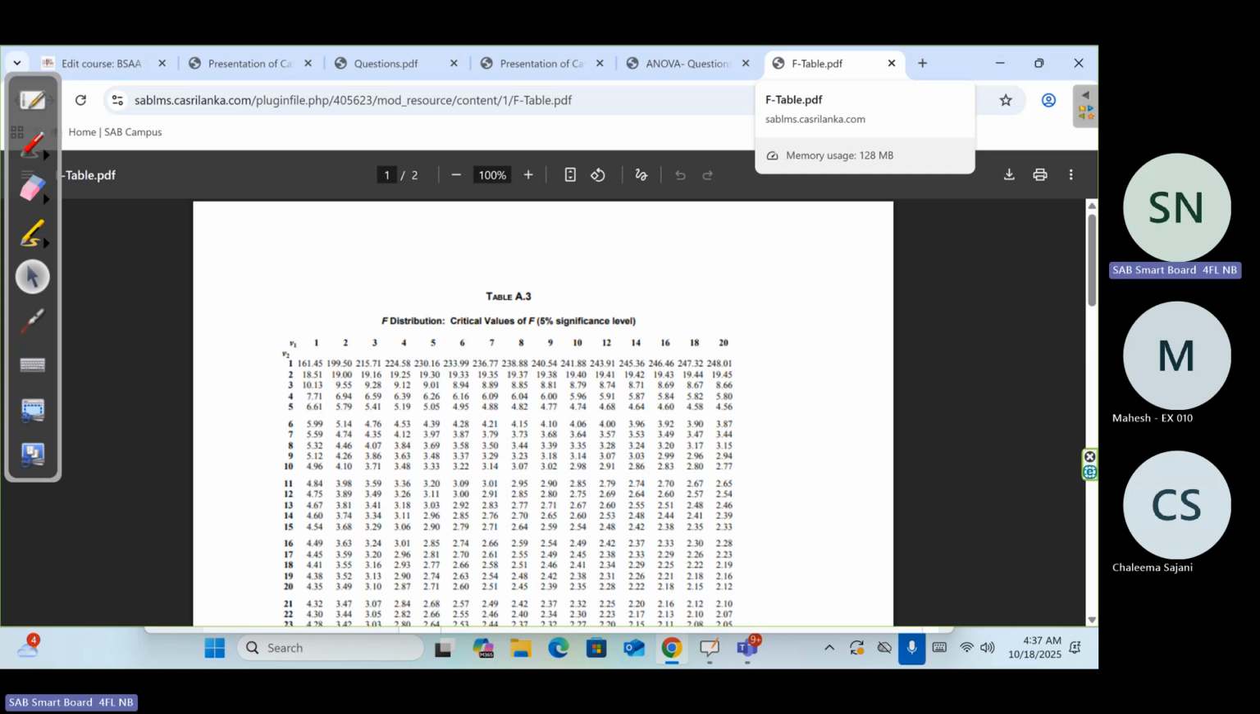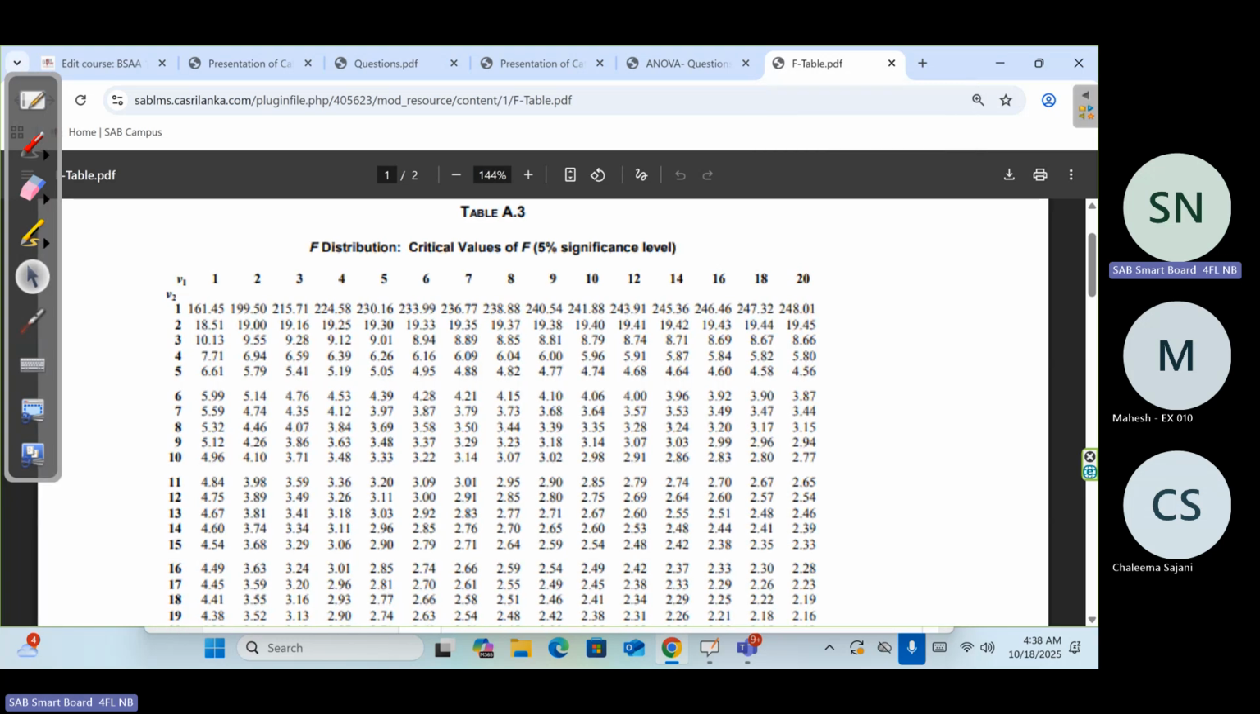Understood? Then for 1% level of significance we need to refer to the 1% F table. There is a separate table. So if it is 1%, we refer to the table relevant to that. In the exam, I will give the correct table. Okay? Then here, V1 and V2 values are there. Look, V1, V2. Okay, first row V1, first column V2.